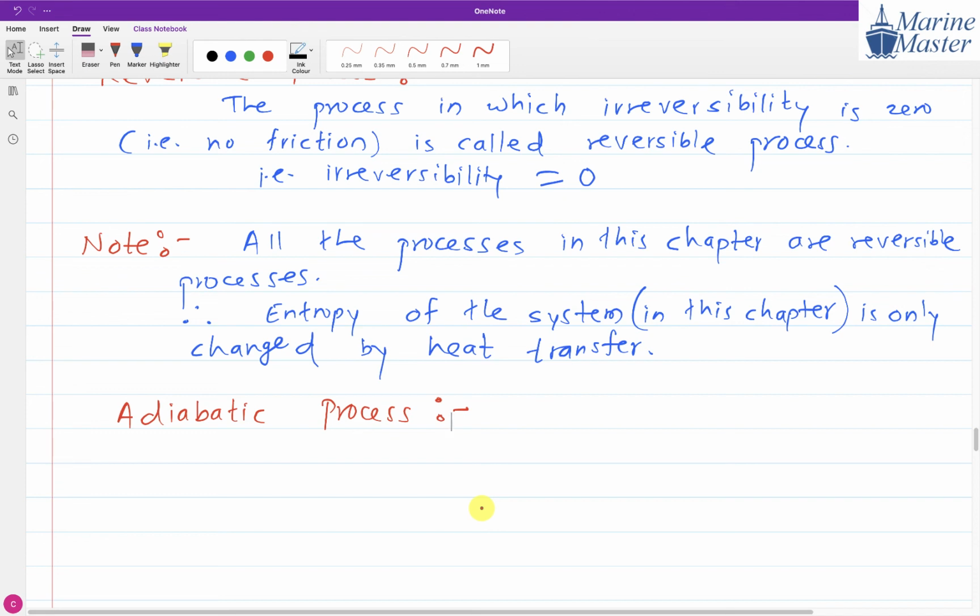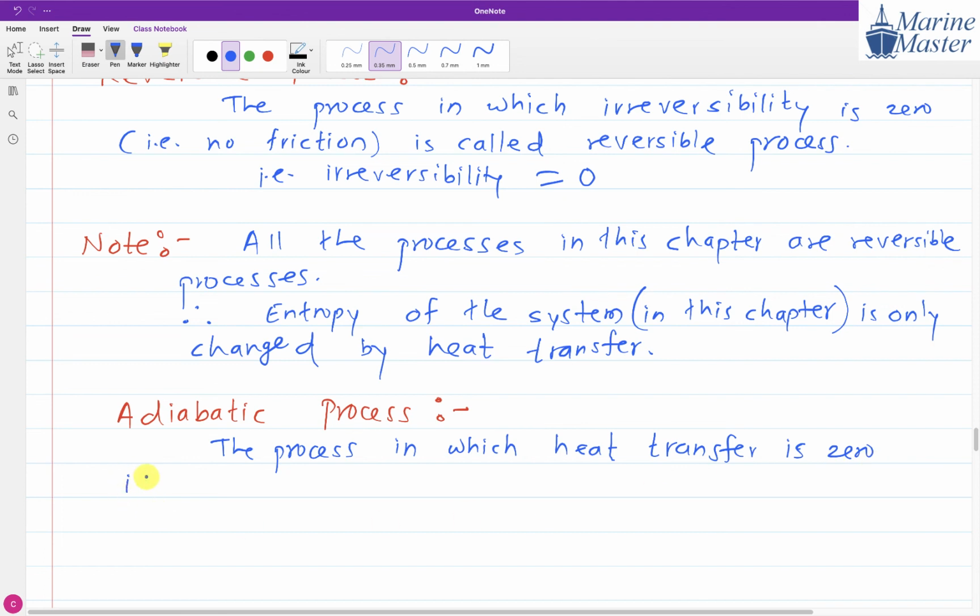Now what is meant by adiabatic process? Try to understand the meaning of adiabatic process. The process in which heat transfer is 0.